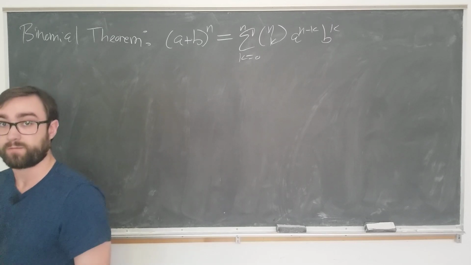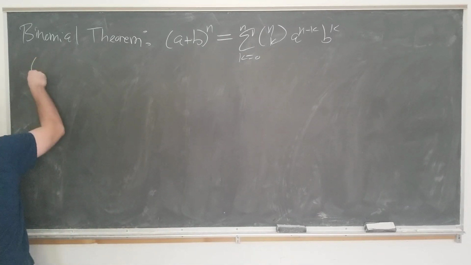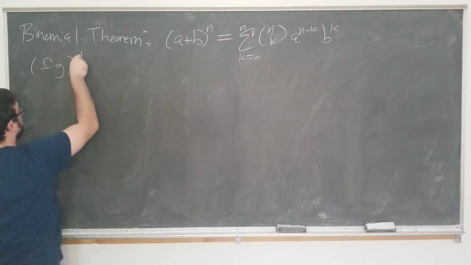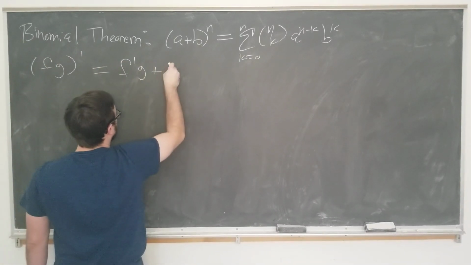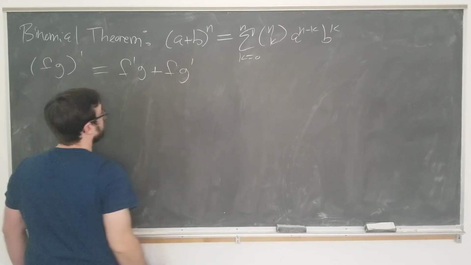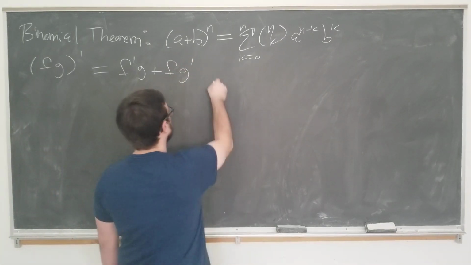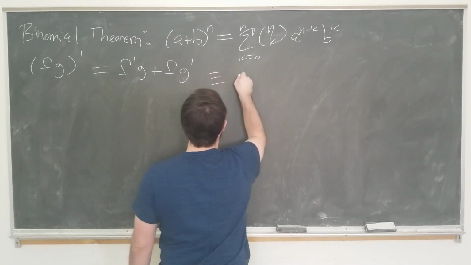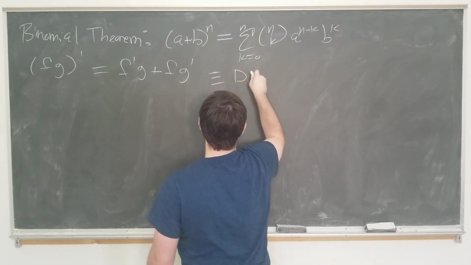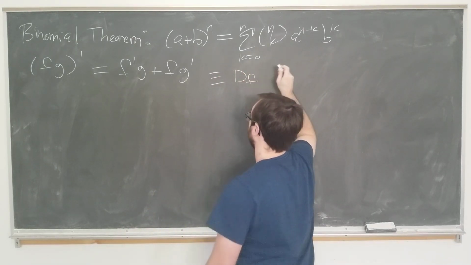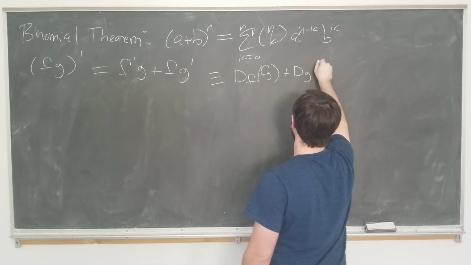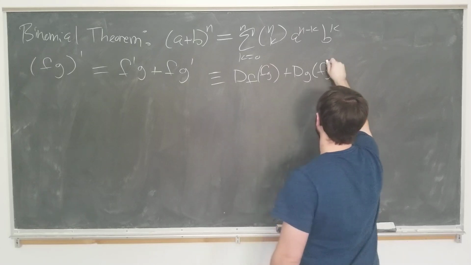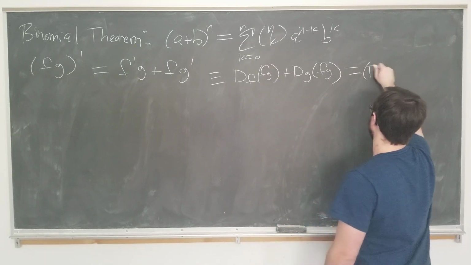Yep, we start with the first derivative. If we have two functions, take the derivative. It's just equal to f prime g plus f g prime, of course. And we're going to define new operators: a derivative only acting on f plus a derivative only acting on g, so that we can factor it out.